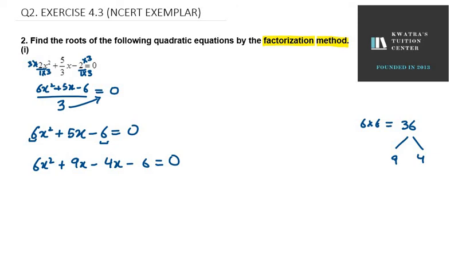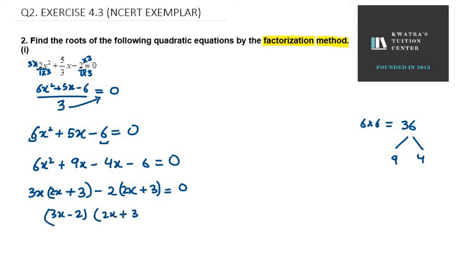Now from the first two terms, what we can take common is 3x and we are left with 2x plus 3. Then we take 2 common from the last two terms, so we are left with 2x plus 3 equals 0. So we have two factors here: one is 3x minus 2 and another is 2x plus 3 equals 0. So x is 2 over 3 and x is minus 3 over 2. These are my two roots of this given quadratic equation. So that's all for the first part.